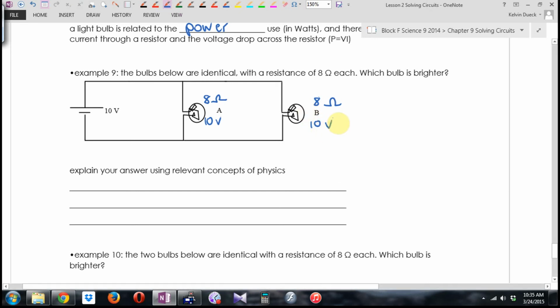Do I know two things? Then I know three things. What's the current going through this bulb? And what's the current going through this bulb? Calculate this on your own. Every one of you, try this. You have the voltage, you have the resistance, find the current. I'll give you a hint. I think it's going to be the same answer for both.